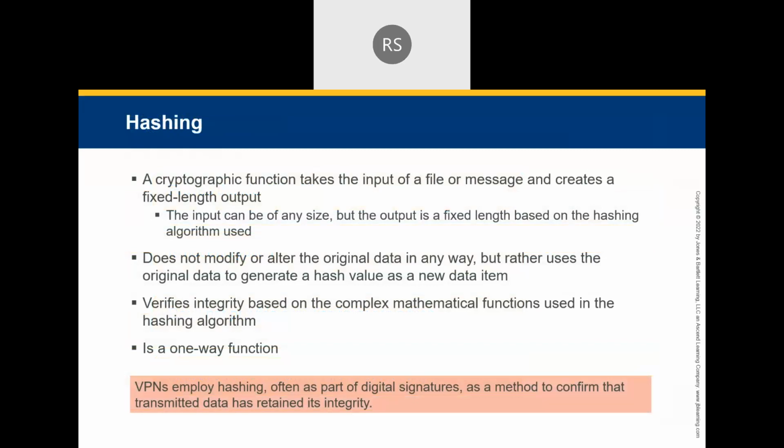Now, some of the characteristics is that hashing does not modify or alter the original data. Instead, it uses the data to create a hash value as a new data item. Also, the integrity of the data is verified through complex mathematical functions that are embedded in the hashing algorithm. Hashing is also a one-way function. This means that it cannot be reversed to obtain the original data from the hash value. And as you see, VPNs employ hashing, and this is often part of a digital signature as a method to confirm that transmitted data has retained its integrity.